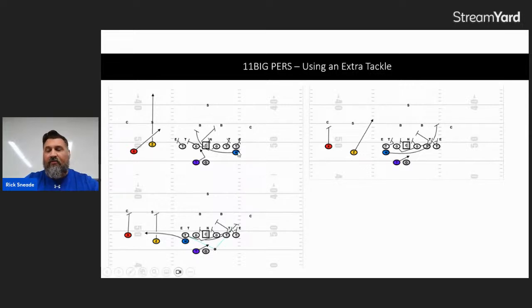So the W now represents our tight end. And so we have an extra tackle in the game. Again, it's still counter tray. The W now is pulling for the pig, and now the guard's kicking out. Guard's kicking out here. W's pulling for the pig.